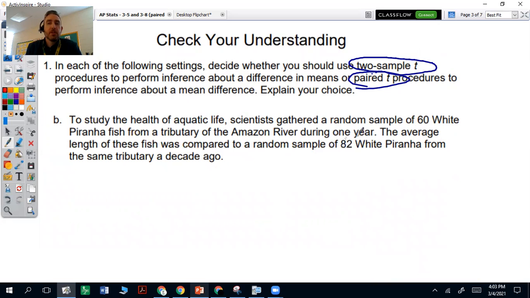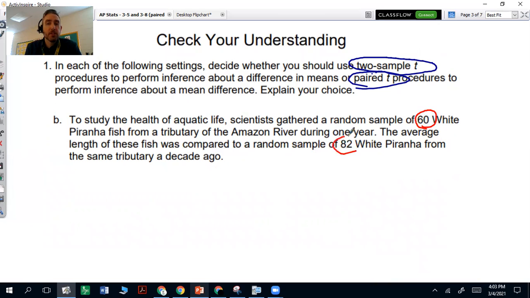Hopefully you decided it was a two sample. This one's a little bit easier because the sample sizes are different. You can't do matched pairs when there are different sample sizes. So we can rule that out just from that alone.